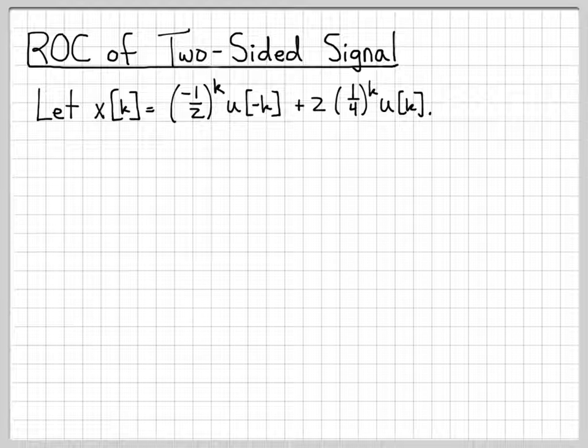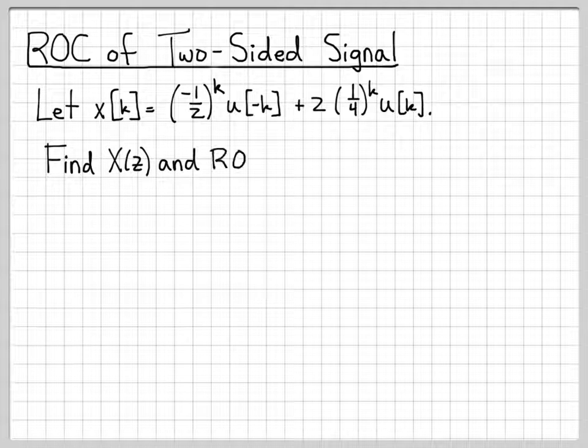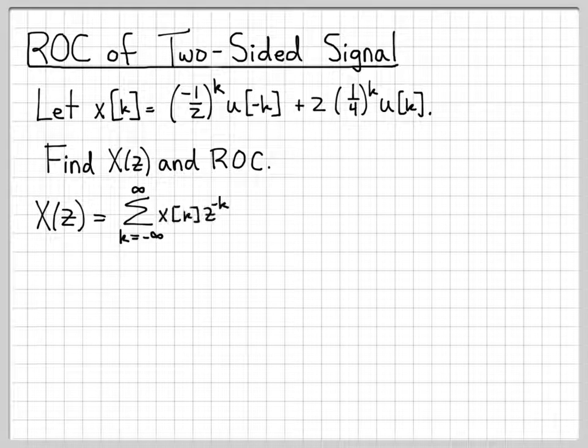So right off the bat we can see that this is a signal that exists for negative time, and this is a signal that exists for positive time. Combined, this is a discrete time signal that exists over the entire time axis, so it is what we call a two-sided signal. And like I said, we're going to find x of z, the z-transform of this signal, and its region of convergence. So let's start by just writing down the definition of the z-transform.